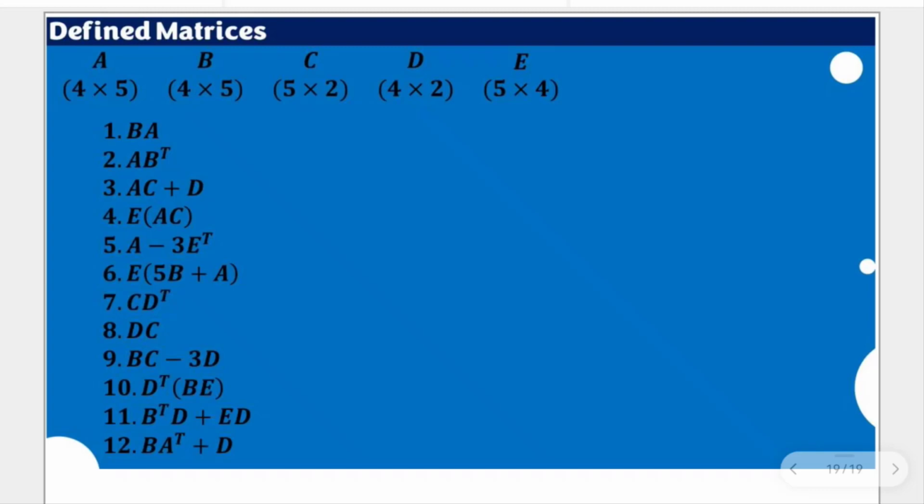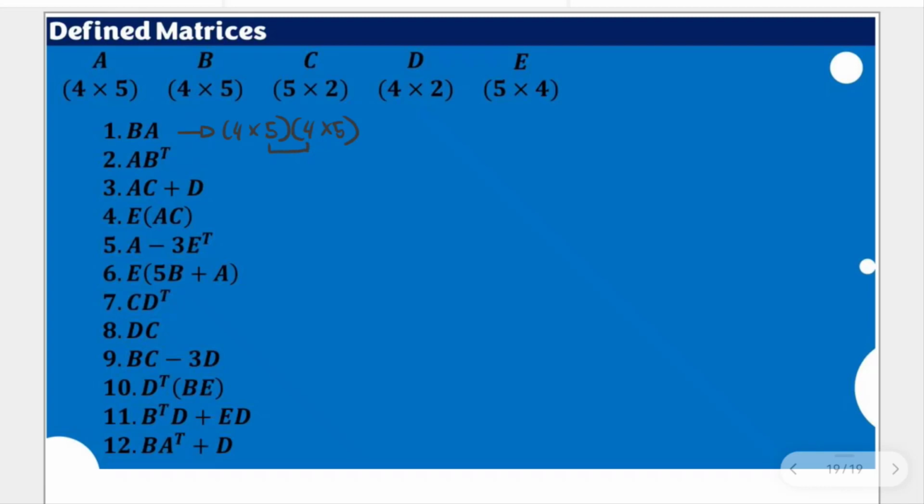When you have this situation, the product of B and A depends on their sizes. B is 4 by 5. A is also 4 by 5. This BA is a multiplication of matrices, so the result should be defined only if the inner entries are the same, because it should be m times r and r times n. You will get an m by n matrix.